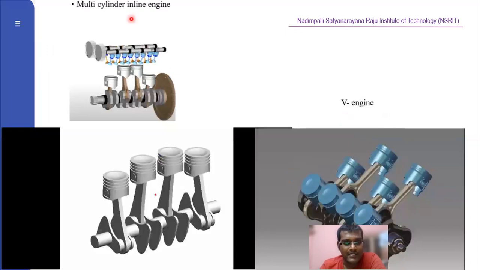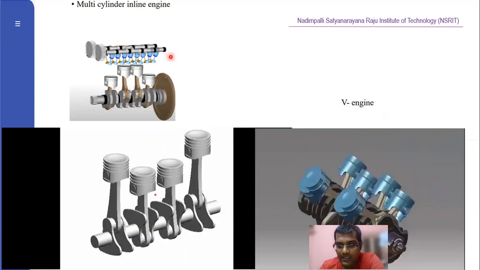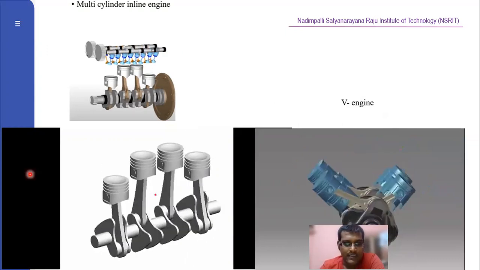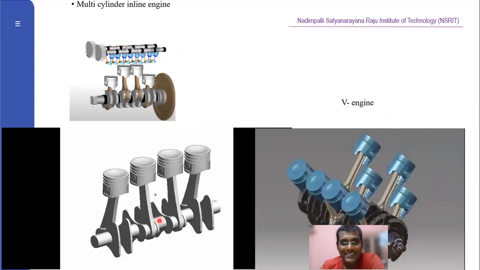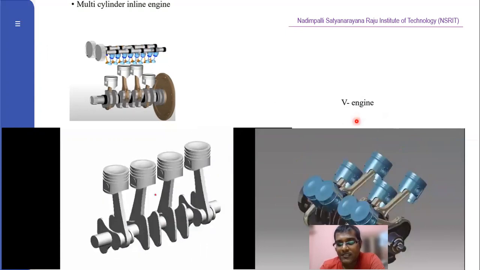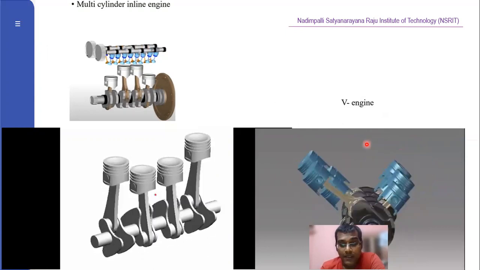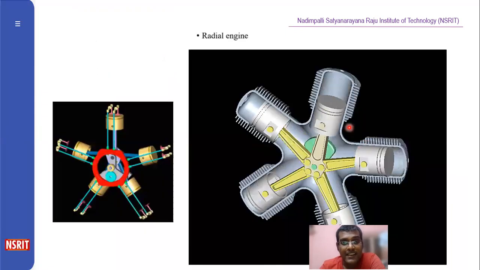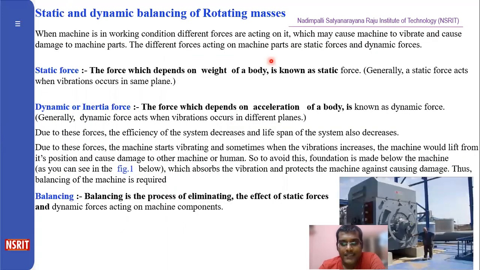This is the multi-cylinder engine. It's an inline engine. That means all cylinders have the same crankshaft in a single line. See here, this is the multi-cylinder inline engine. This is the multi-cylinder V engine. All of this should be balanced. This is the radial engine. Let us see static and dynamic balancing of rotating masses.